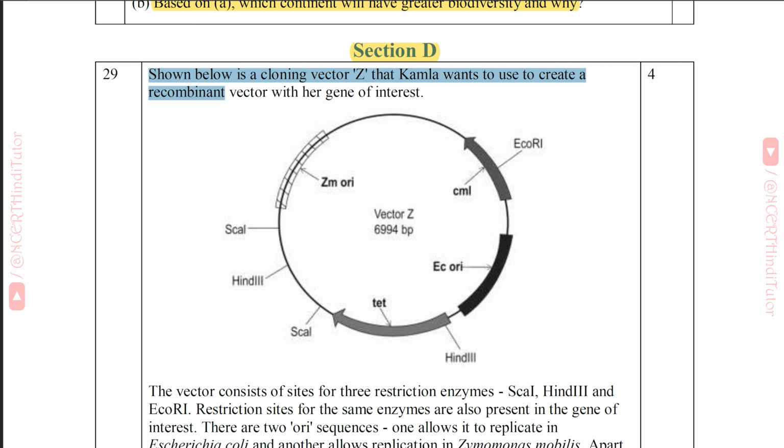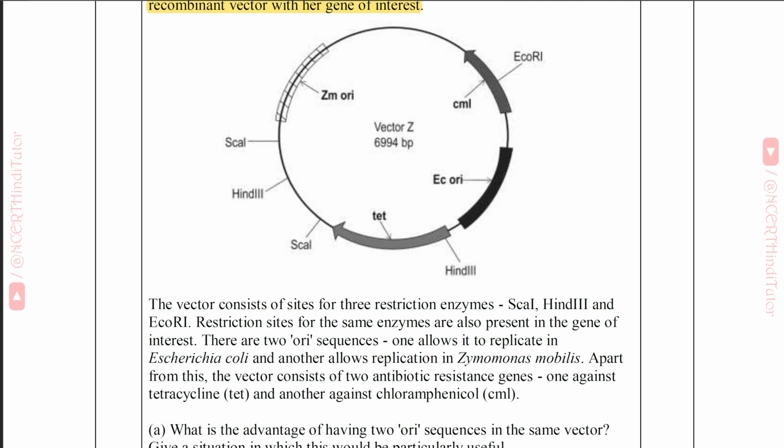Question 29. Shown below is a cloning vector Z that Kamala wants to use to create a recombinant vector with her gene of interest. The vector consists of sites for 3 restriction enzymes. Restriction sites for the same enzymes are also present in the gene of interest. There are 2 ORI sequences. One allows it to replicate in Escherichia coli and another allows replication in Zymomonas mobilis. Apart from this, the vector consists of 2 antibiotic resistant genes, one against tetracycline TET and another against chloramphenicol CML.